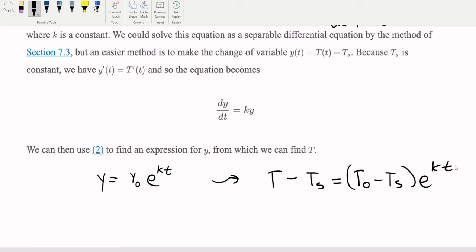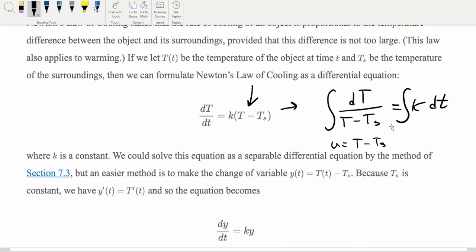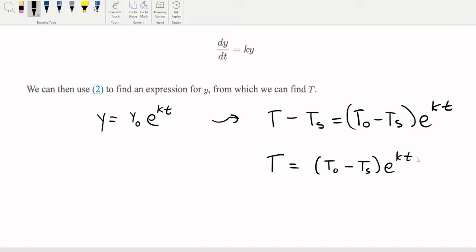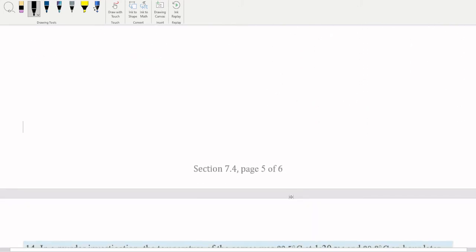So we just have to be a little bit careful when we're doing this. Either way you do this is fine, but this is what the formula ends up looking like. And you can then move things over if you want: your initial temperature of your object minus the surrounding, e to the kt, plus the temperature of the surrounding. Okay? So that's your formula. It's a little more complicated, but it's not too bad for Newton's law. So let's see what it wants us to do.